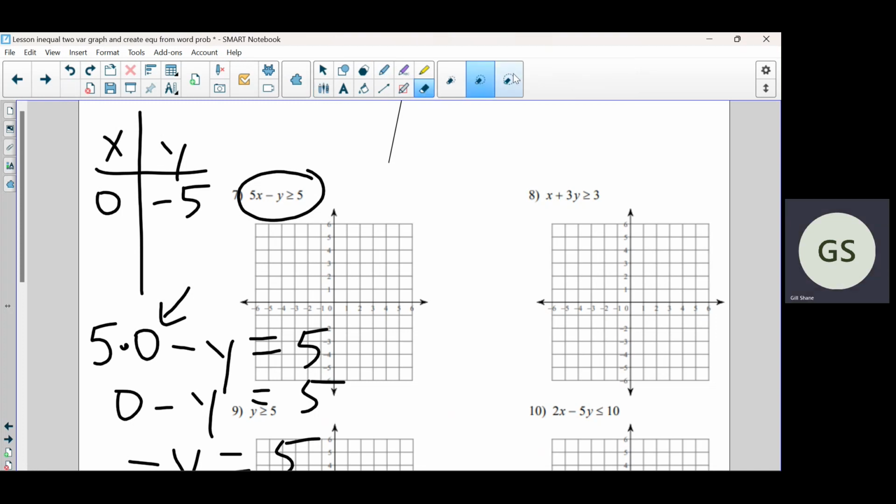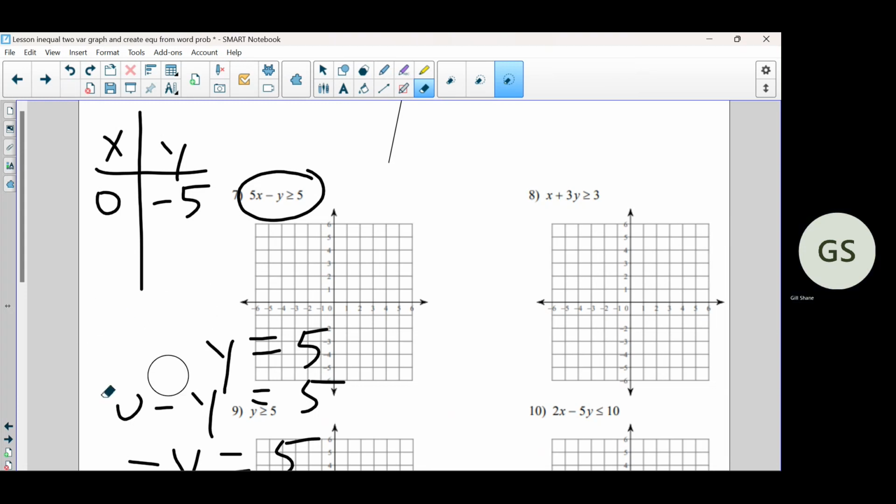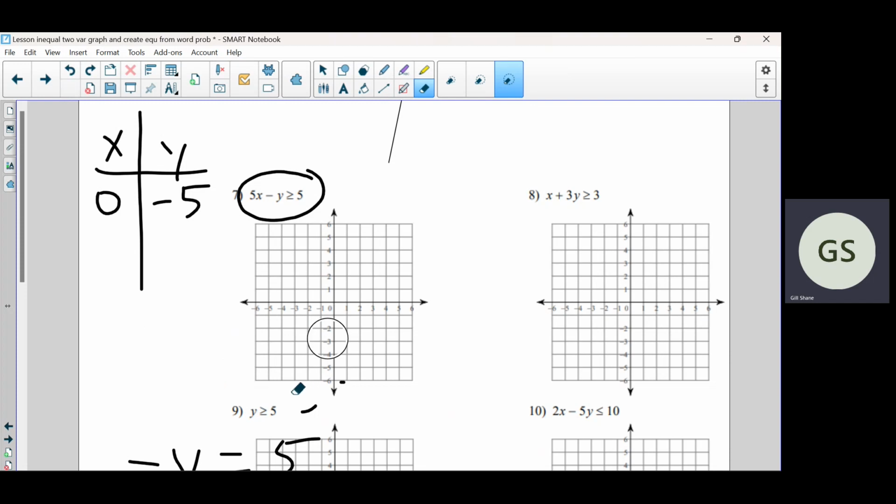Let me go ahead and use this eraser, I guess. So now I need a second point. We need 2 points in order to create a line, always, unless it's not a straight line. We're doing linear inequalities, which means it's a straight line, so we just need 2 points.